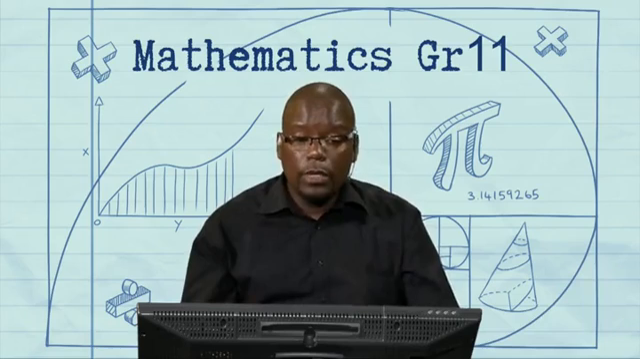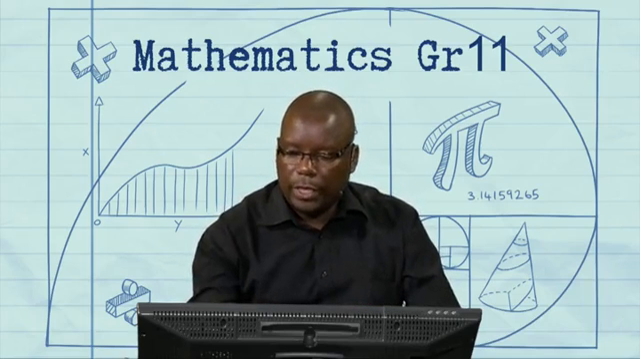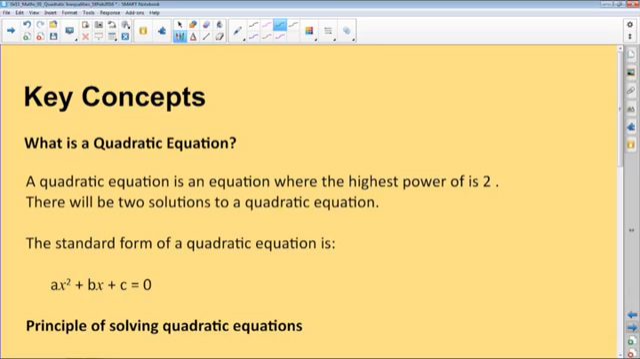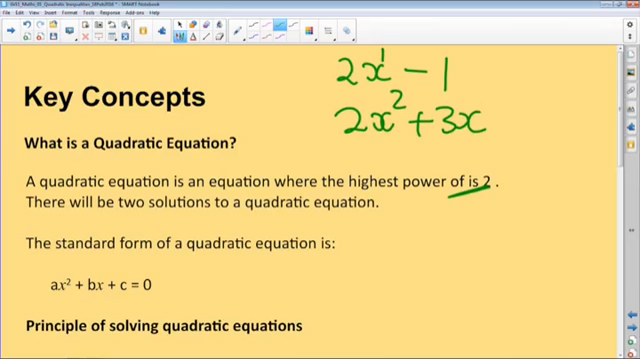Thank you, guys. Now, let's go back. What a quadratic equation is. Okay, a quadratic equation is an equation where the highest power is 2. All right? So if I give you 2x minus 1, what's the highest power here? It's 1. But if you've got 2x squared plus 3x plus 5 maybe, the highest power here is 2. So that is your quadratic equation.